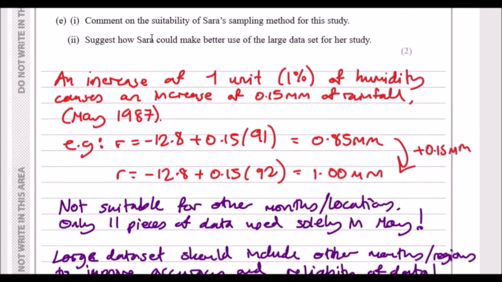Now E, comment on the suitability of Sarah's sampling method for the study. Well, this is not suitable for everything because remember, we're focusing on the specific month and year, so May, and that specific region, Luchars. So we could say that it's not suitable for other months and locations. It's only suitable for that particular month, and only 11 pieces of data were used solely in May, or in this case I should have said 10 because we ignored the other one. So it's not very reliable. It's only suitable for May and between those ranges.